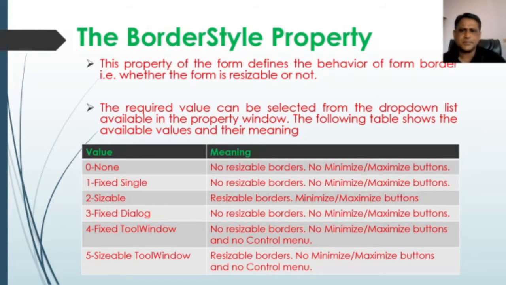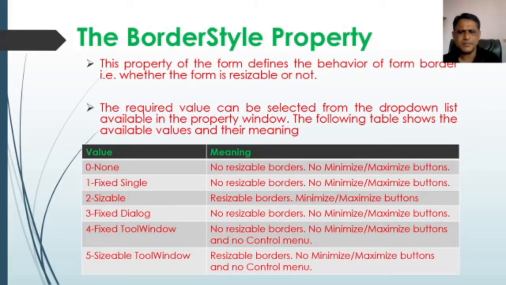The border style property. The border style property defines the behavior of the form border, that is, how the form border reacts to user manipulation. The required value can be selected from the drop down list available in the property window, and the available options are 0 none, 1 fixed single, 2 sizable, 3 fixed dialog, 4 fixed tool window, and finally 5 sizable tool window.